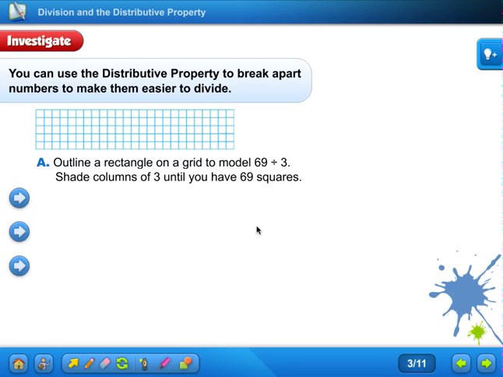Okay, what we're going to do first is use the distributive property to break apart numbers to make them easier to divide. It says outline a rectangle on grid paper to model 69 divided by 3. Shade columns of 3 until you have 69 squares. So the total number of squares in our rectangle is 69, and we're just going to do it in groups of 3. So let's start.